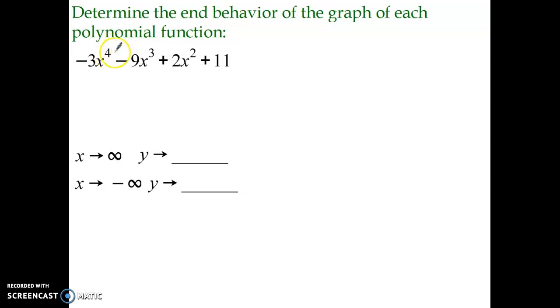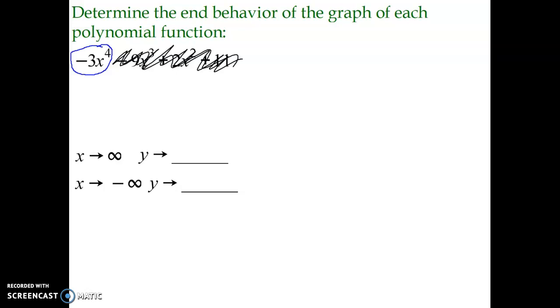Okay, this one, look, 4, 3, 2, no x. This one's in standard form. It's from the highest to the smallest. All right, which one of these do we need to look at to determine the end behavior? Right, we only need to consider the highest one. So I'm going to circle this one, and I'm going to scratch out all these other ones because they do not help us with end behavior.